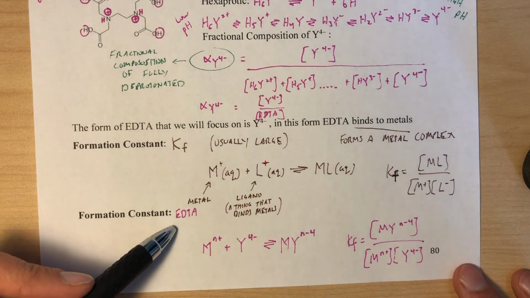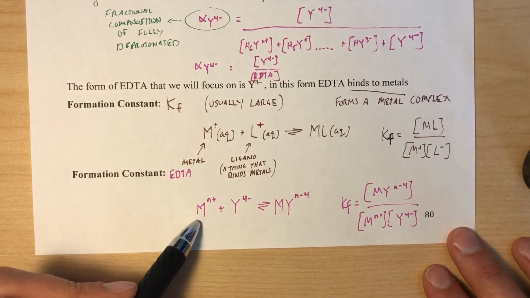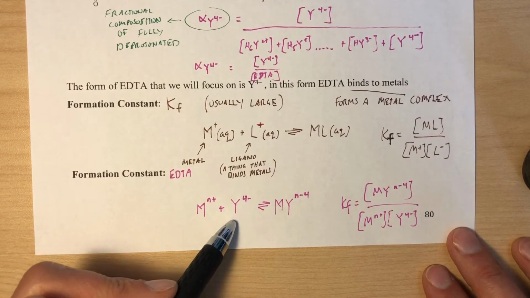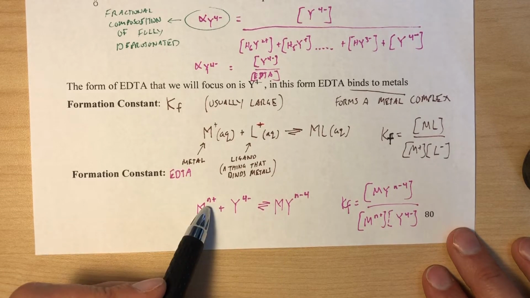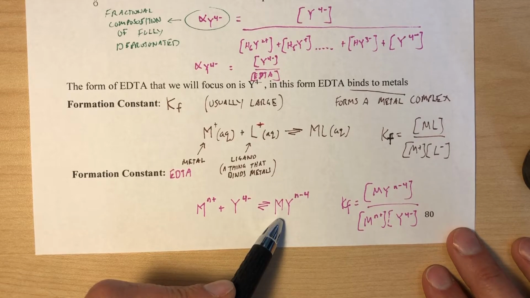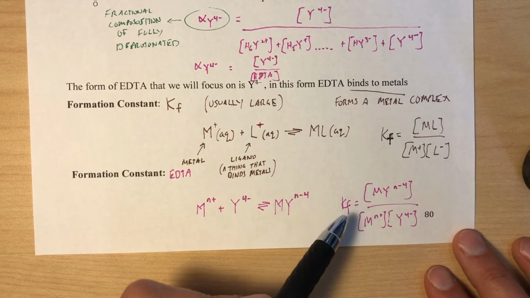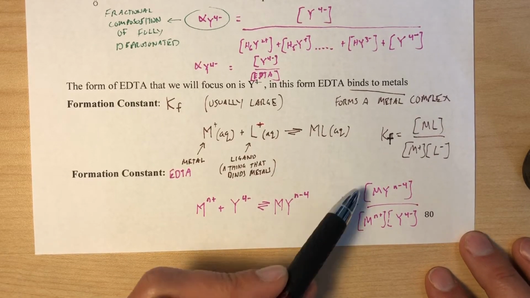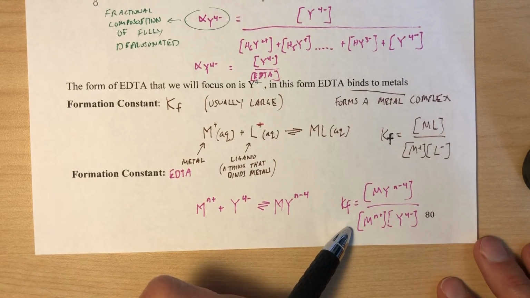For EDTA, that would look something like this, where we have a metal of a certain oxidation state reacts with EDTA 4- to form a complex that is that metal's oxidation state minus 4, to account for the 4- charge that EDTA brings along. Kf associated with this is again equal to products over reactants.